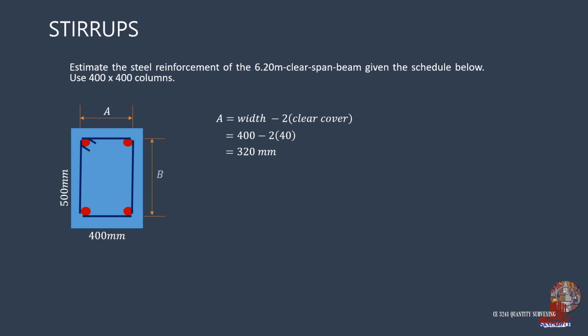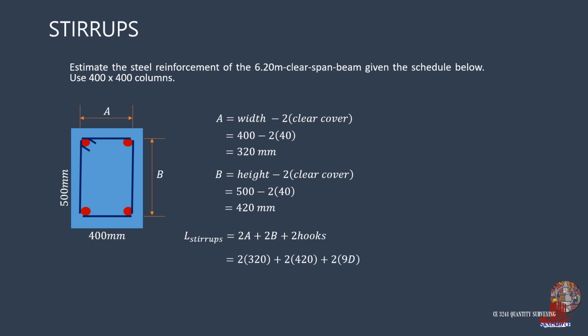The height of the stirrup, tagged as B, is computed as the height less 2 times the clear concrete cover, or 500 minus 2 times 40, and that is 420 mm. The length of the stirrup is then measured as twice A and twice B plus the 2 hooks. That is twice 320 and 420 plus twice 9D. This is 640 plus 840 plus twice 9 times 12 mm, which equals 1,696 millimeters.